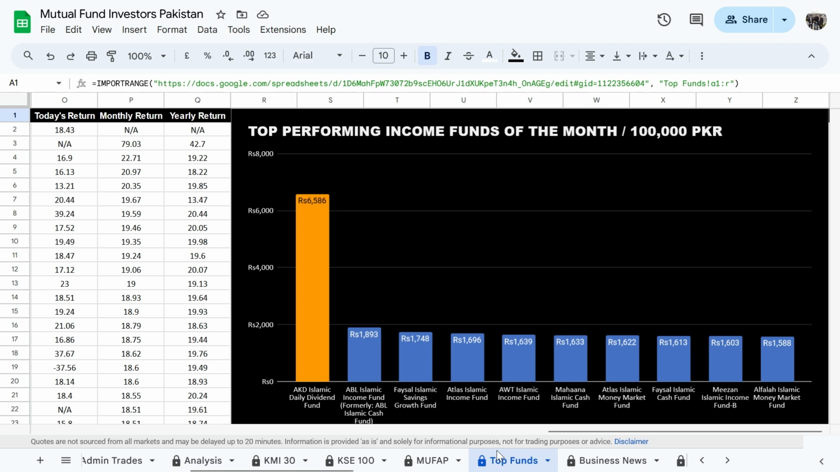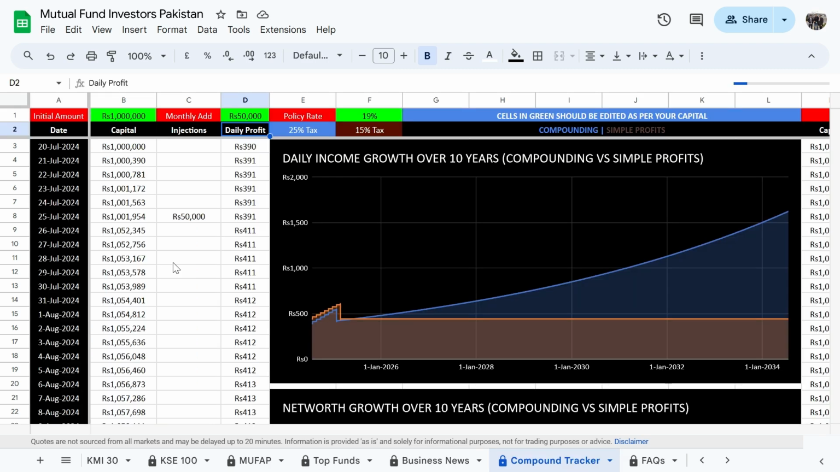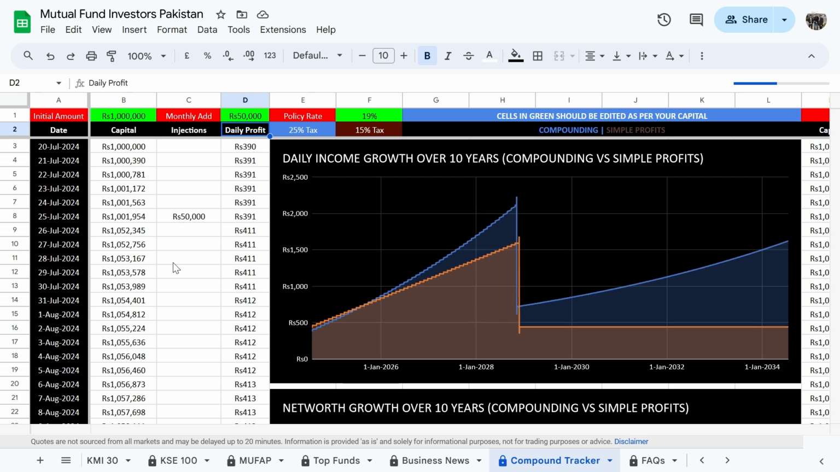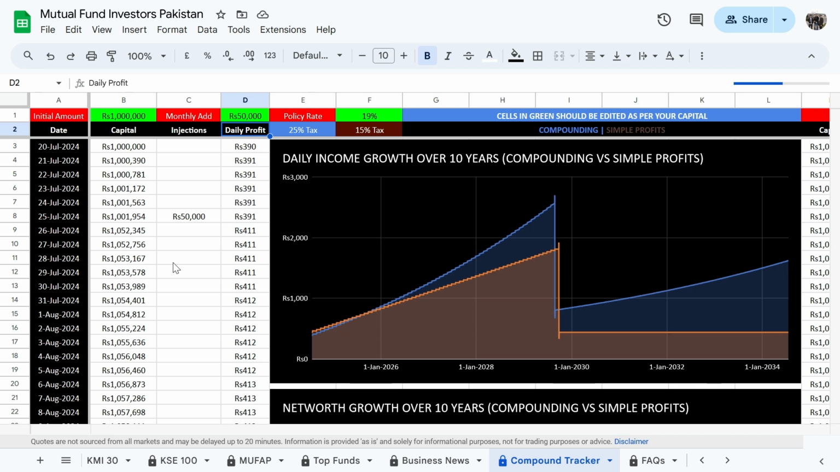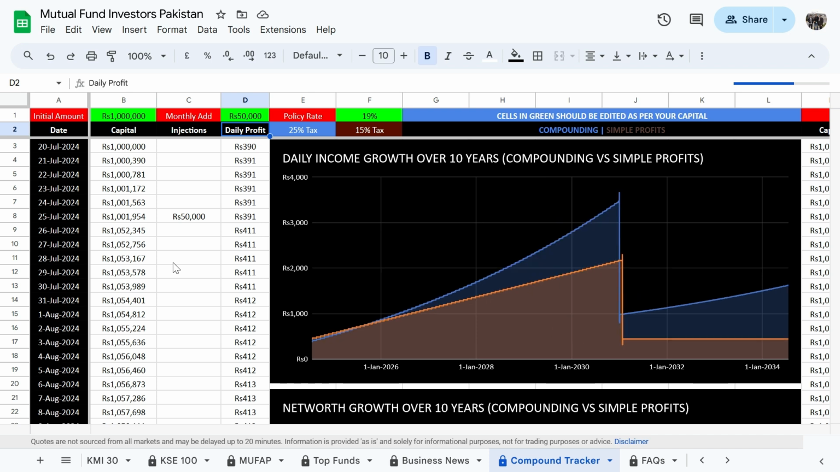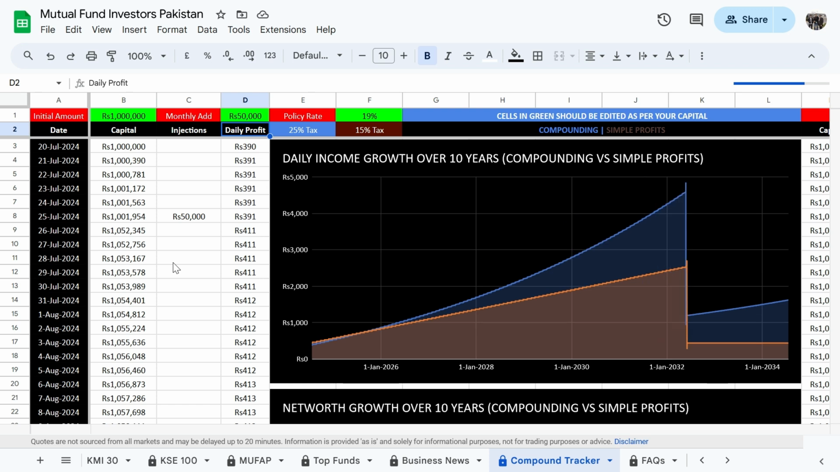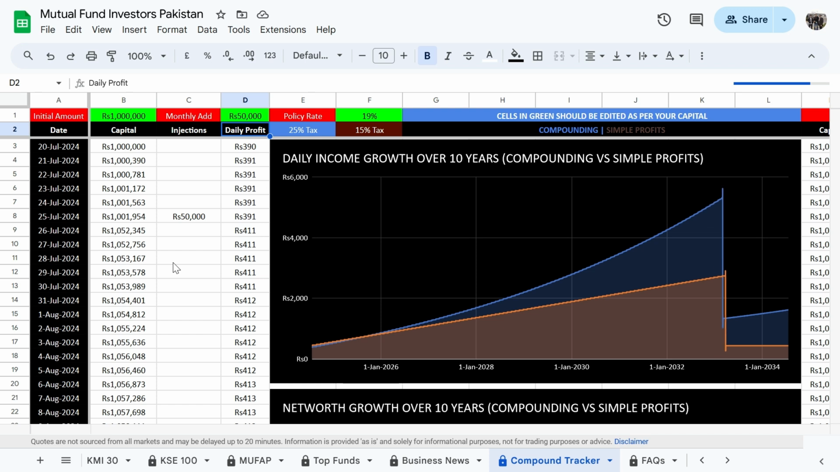Next up is the compounding tracker. Here you can see complete and very detailed calculations of 10 years, so you know which type of fund you can invest in for the most returns. As you know, some funds have a 25% tax rate, while some only have 15% tax. From the charts, you can see that any fund that allows compounding will outperform any fund which does not have compounding.